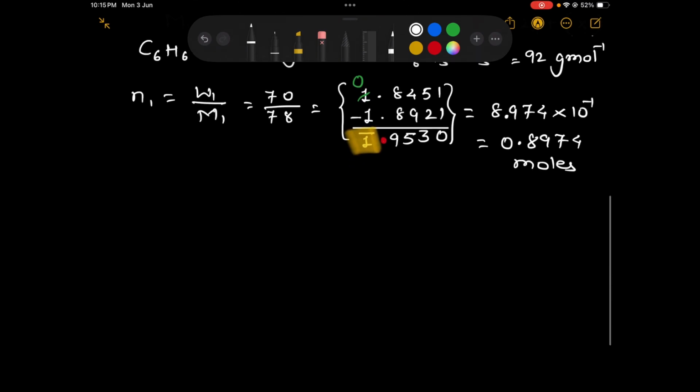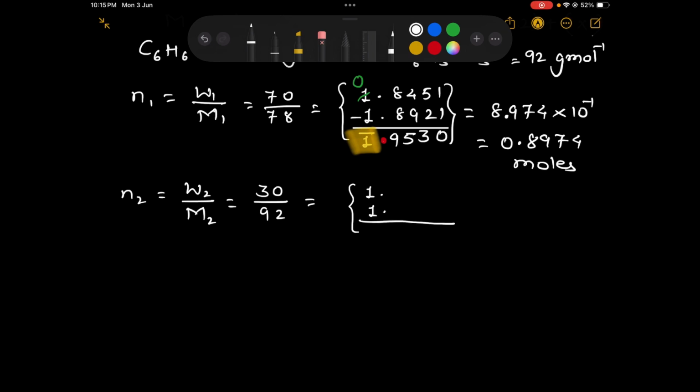Next, we find out n2. Number of moles of solute equals mass of solute upon molar mass of solute. The solute in this case is toluene, and the mass given in the question is 30, and the molecular mass we have found out is 92. Once again, the characteristic for 30 is 1 and for 92 is 1. Now the log of 30 is 1.4771 and the log of 92 is 1.9638.